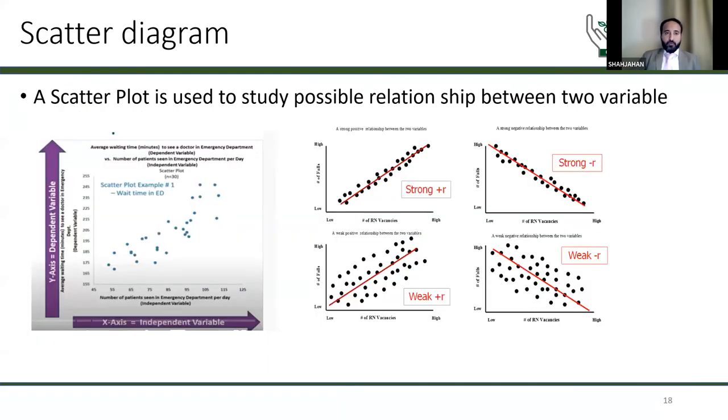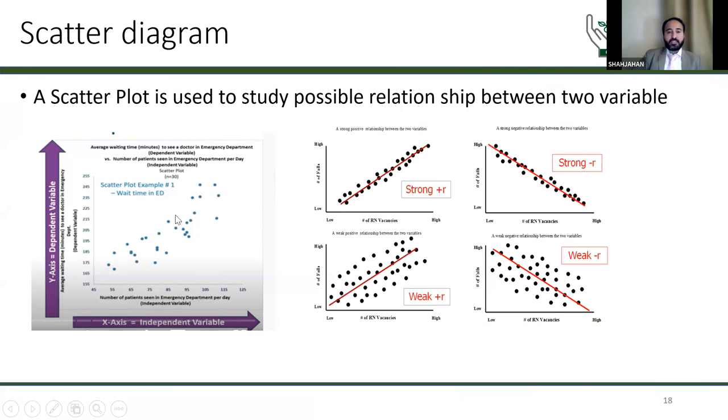Now we will go for the next graph, the scatter diagram. This is also a very useful diagram used for numerical data. A scatter plot is used to study possible relationships between things, variables. Now, if you see in this example, the first one here, this example is for the average waiting times to see a doctor in the emergency department.